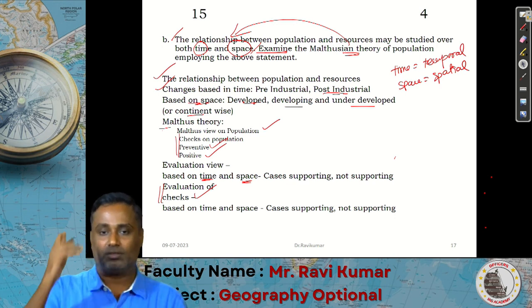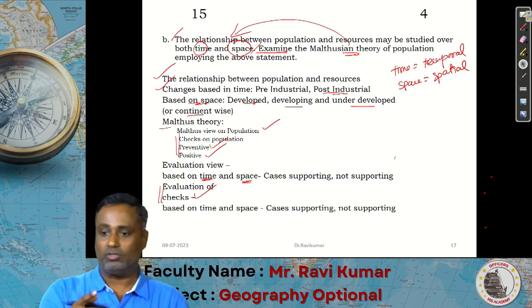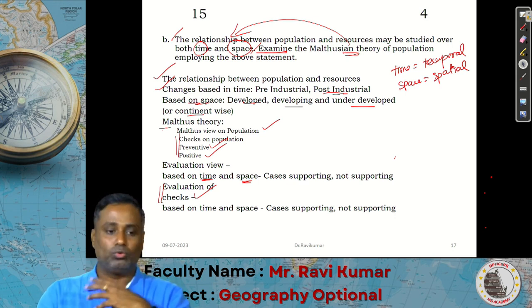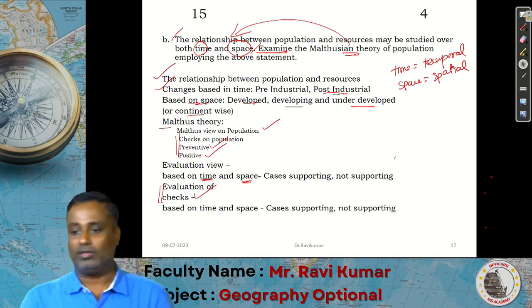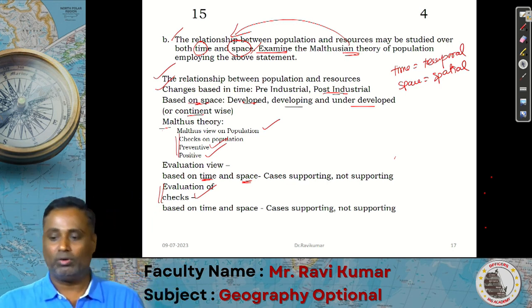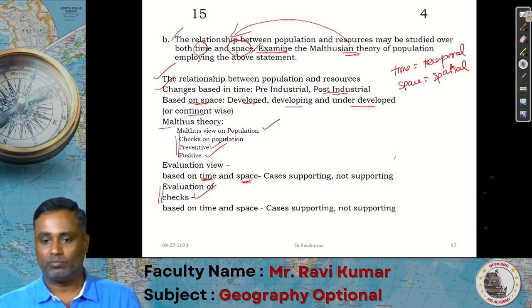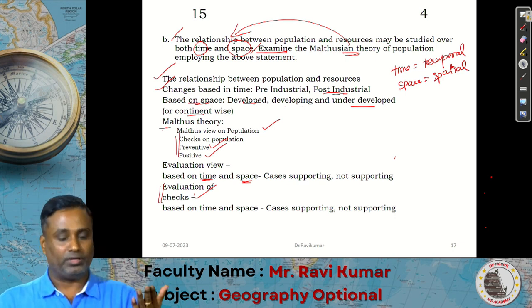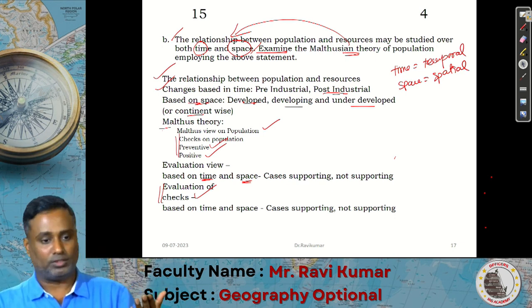Questioners never ask you to write everything in the same order as in your book. They will try to manipulate the statement, and you have to manipulate your theories accordingly. But everything will be there in a book, so there is no need for extra preparation. Malthus's theory covers a lot of pages, but the criticism will be on about 5 pages: all the criticism, the supporting points and the non-supporting points.